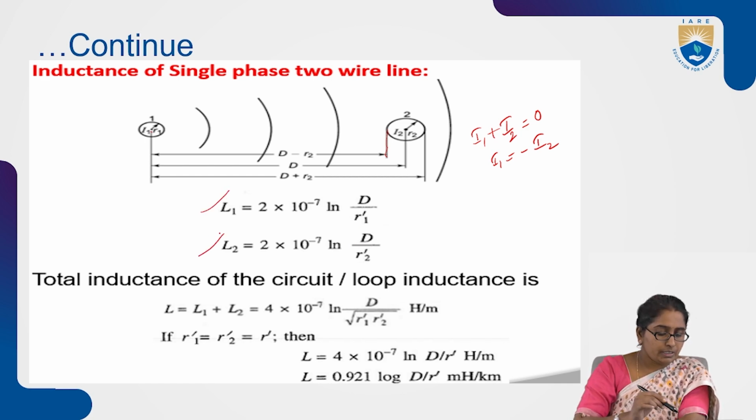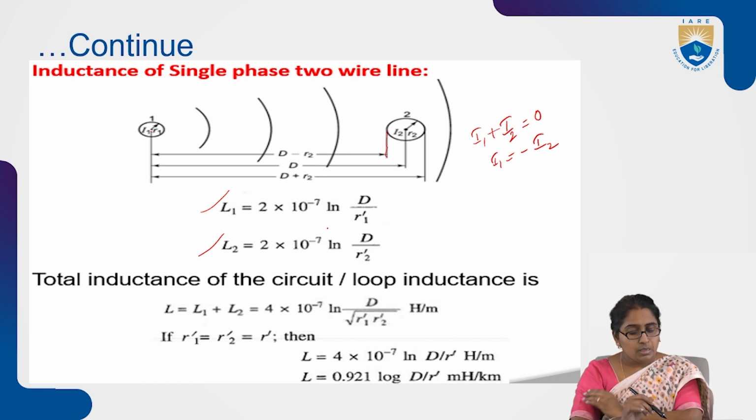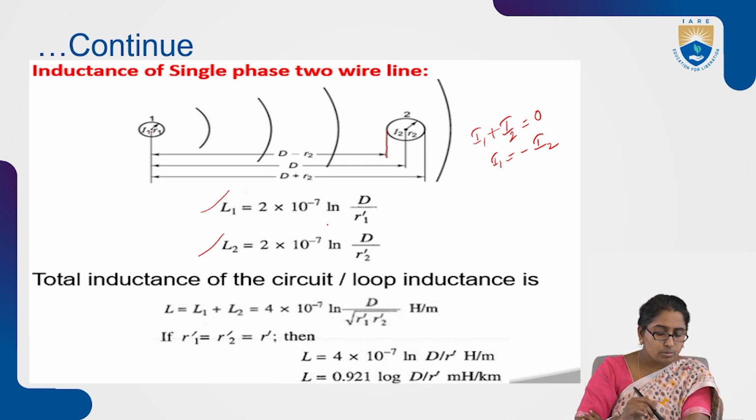Now the total inductance of the circuit, also called the loop inductance. For a single phase transmission line, the total inductance is given by the sum of these two, which is L1 plus L2. So 4 into 10 power minus 7, because in both terms 2 into 10 power minus 7 is common. If you take that out, the expression will be 2 into 10 power minus 7 as common.